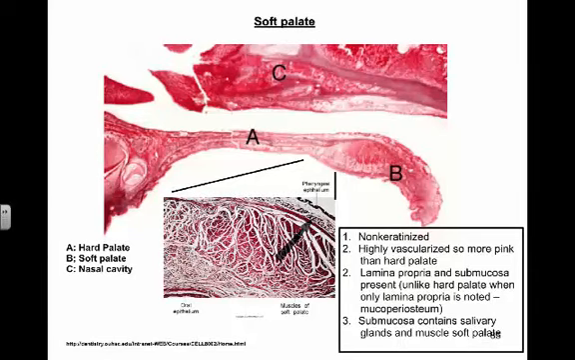Your soft palate is kind of interesting. Your soft palate is non-keratinized. It is pinker, which means it is more vascularized and closer to the surface.